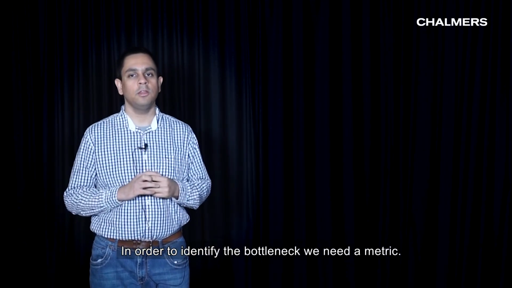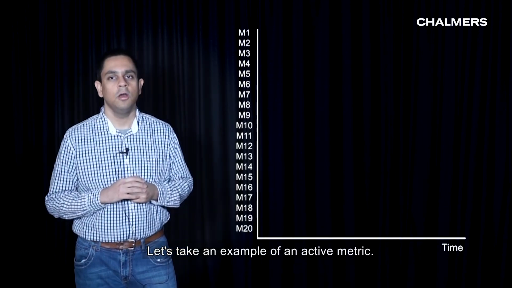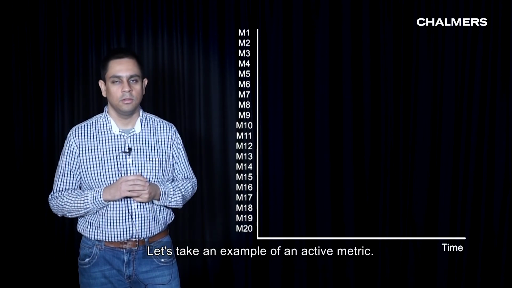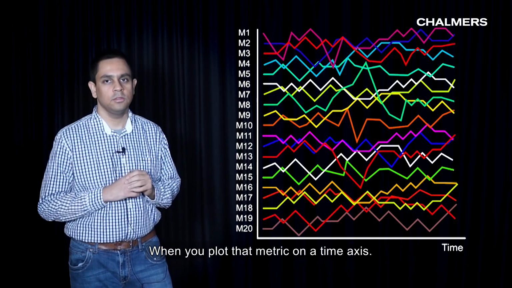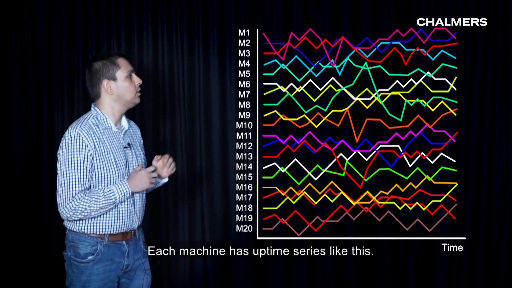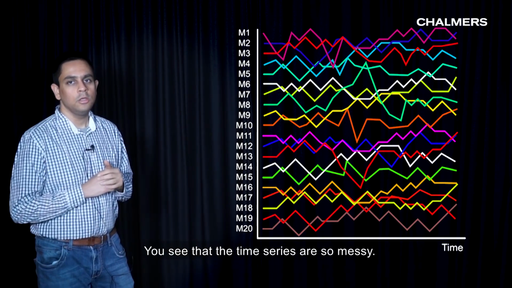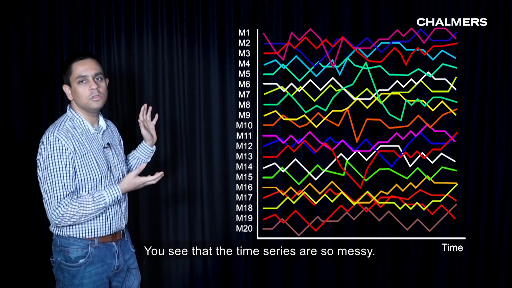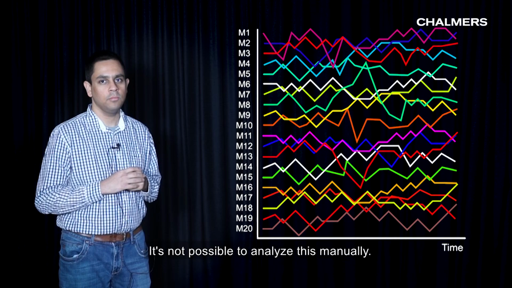In order to identify the throughput bottleneck, we need a metric. Let's take an example of an active period metric. When you plot that metric on a time axis, each machine has a time series like this. You see that the time series is so messy. It's not possible to analyze this manually.